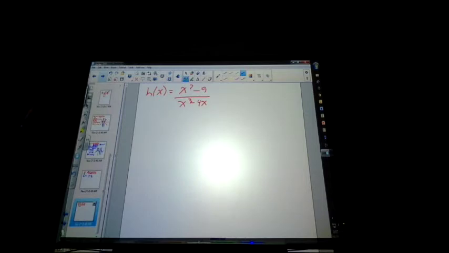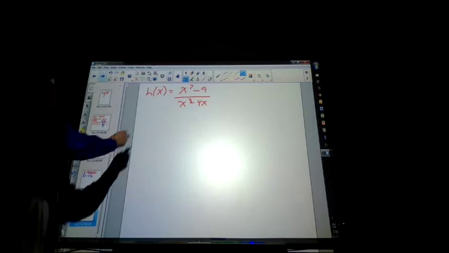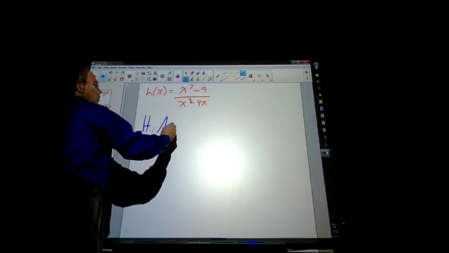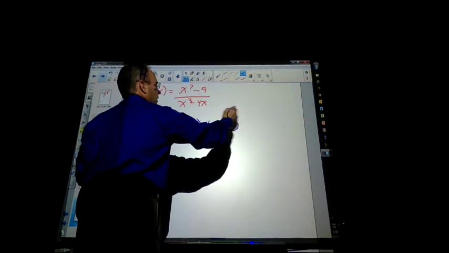You could factor the top being x plus 3, x minus 3. You could factor an x out of the bottom. You have x and x minus 4. No holes. Degree on top is less than degree on bottom. What's the horizontal asymptote? Y equals 0. Okay?